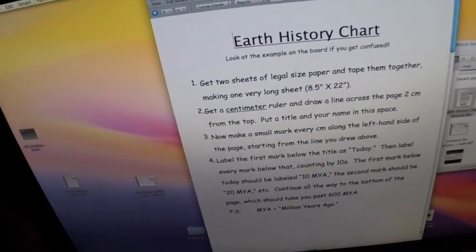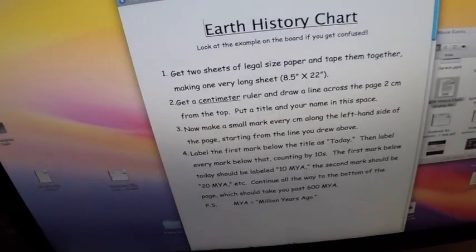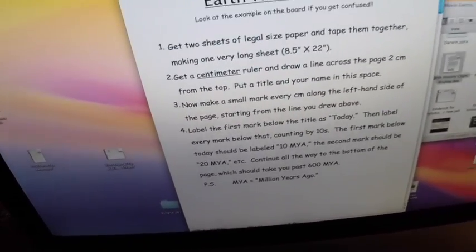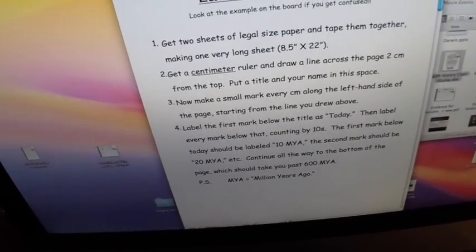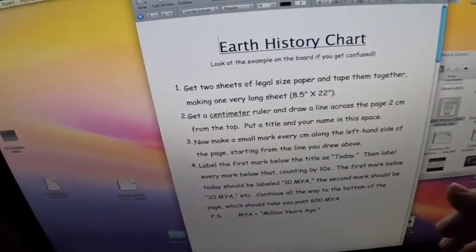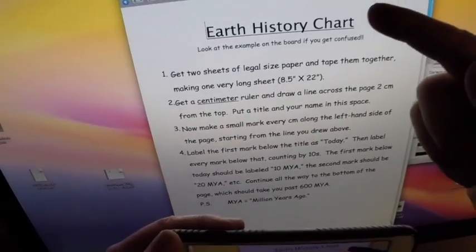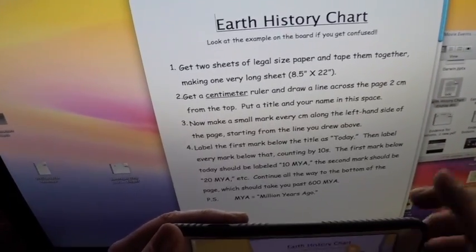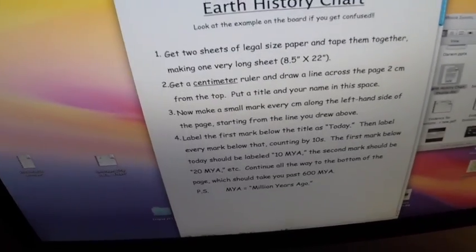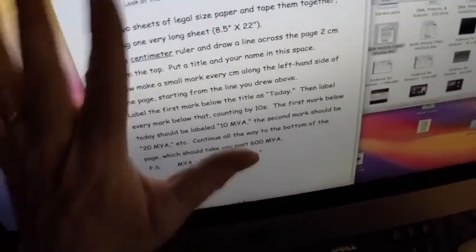Hey guys, so I'm wearing a GoPro on my hat here so I can show you how to make this Earth history chart. There should be some directions on Teams for you to follow, but you can also follow along with me, at least for part of it. Some of it you're going to need those instructions, but I want to show you how to get started. So open the Earth history chart on your computer.